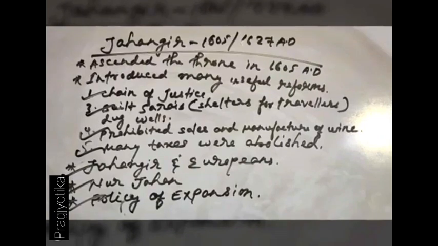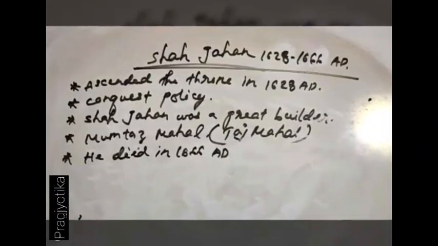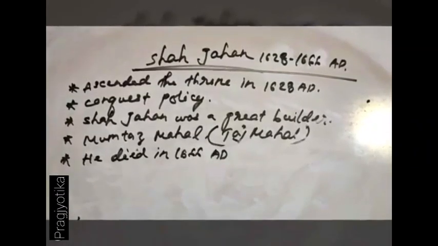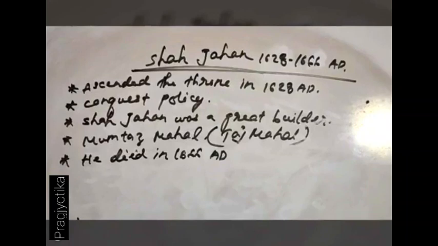Kishtwar, that is Kashmir. So these are the few kingdoms that Jahangir conquered when he was the king. Now, the next Mughal king we'll discuss is Shah Jahan.